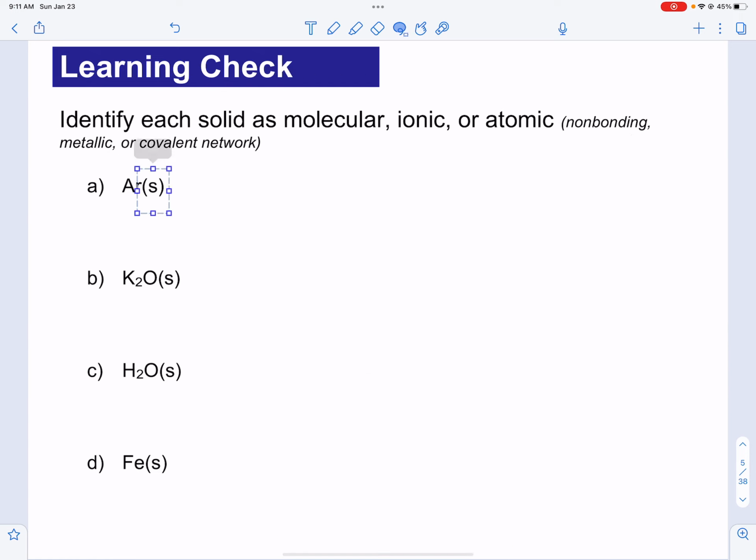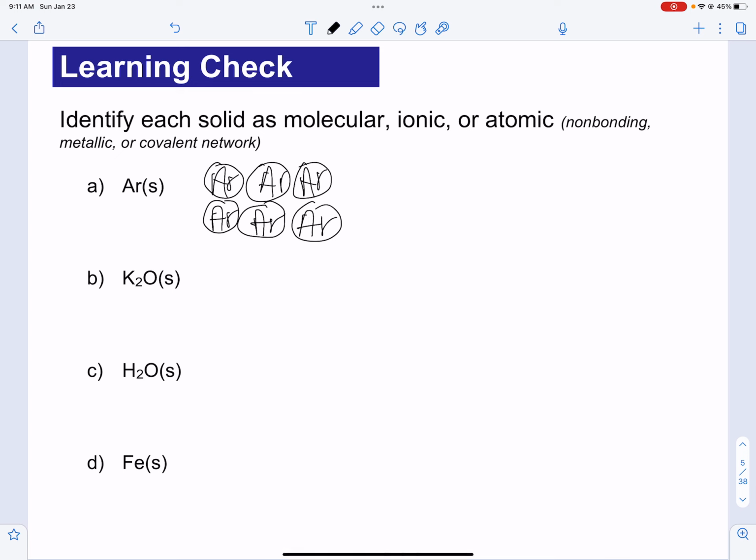So argon, if I have a bunch of argons together, because it's a solid, right? So it has to be a bunch of them together. Would that be molecular? No, molecular requires that they are bonded together. And argon is a noble gas, it's not going to be bonded to anything, at least to the level we study here. So it cannot be molecular because we're dealing with a noble gas. Can it be ionic? No, ionic needs a metal and a non-metal. It cannot be ionic. So therefore, it has to be atomic.